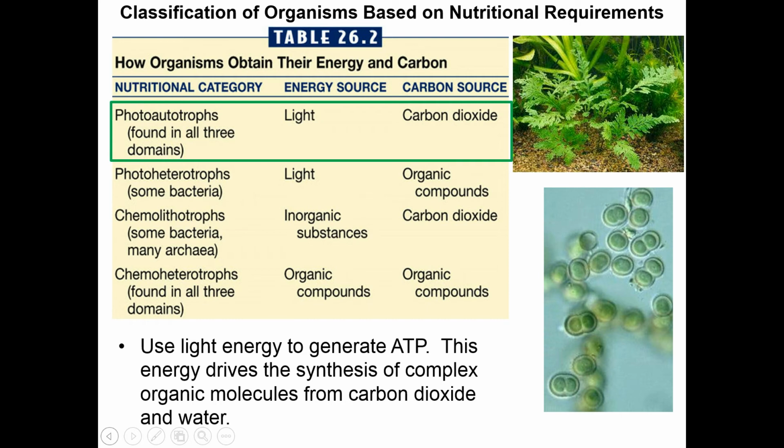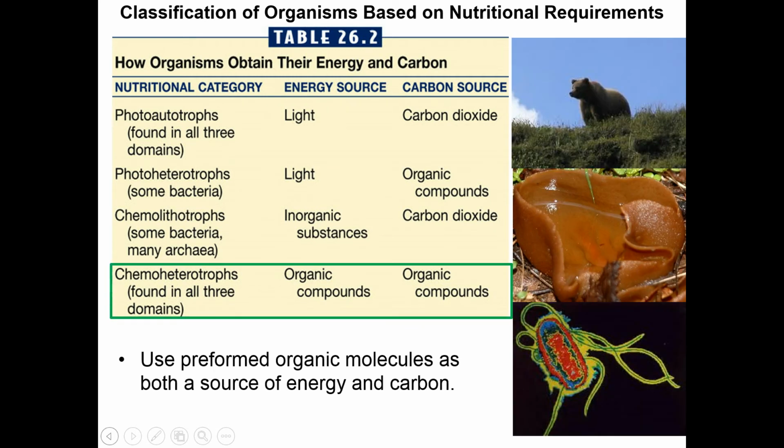Alright, so this particular group of organisms includes all three domains. So your archaea, your bacteria, and eukarya. Chemoheterotrophs. Chemoheterotrophs utilize organic molecules as both a source of energy and a source of carbon.